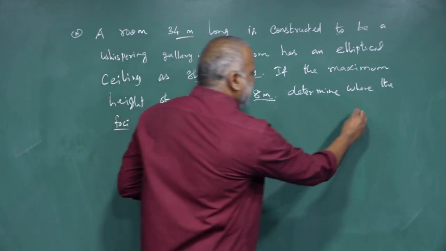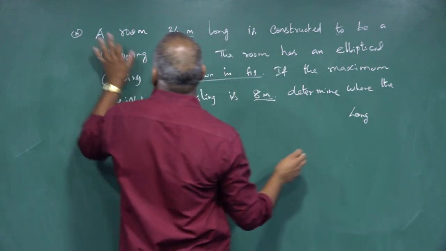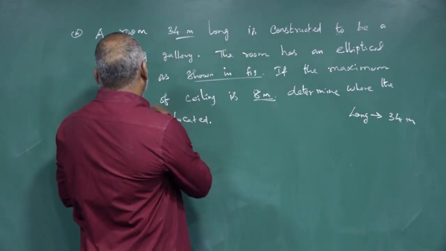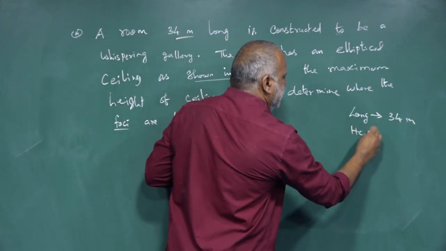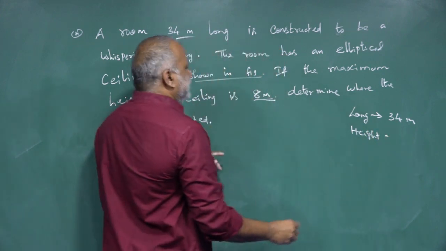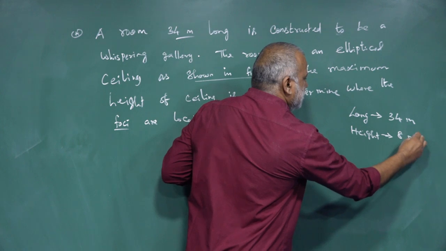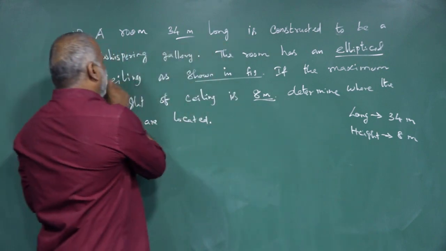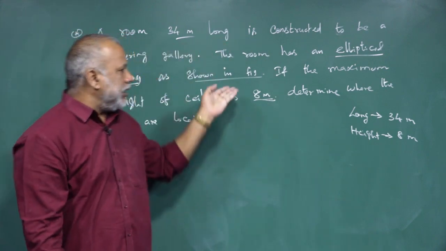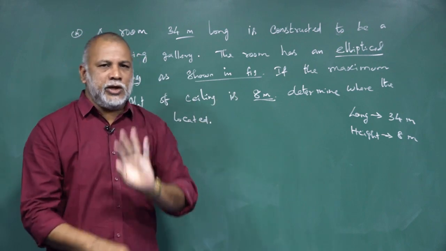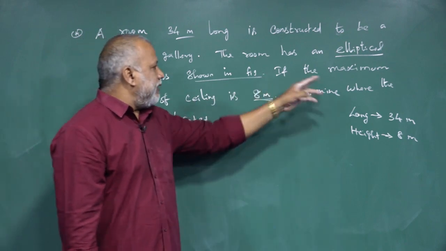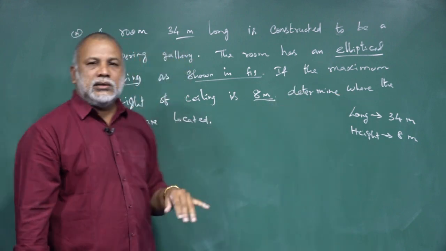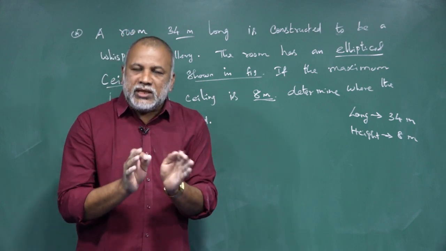What are the given data here? The room is 34 meters long. Then the second data is the height of the ceiling, which is 8 meters. Then it is constructed as an elliptical ceiling. Already they are giving the structure. You are able to see the diagram in your book itself. Now I am going to draw it. Determine where the foci are located. We have to find where the foci should be.